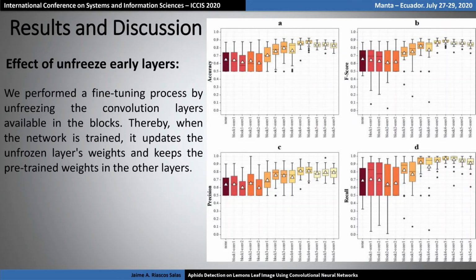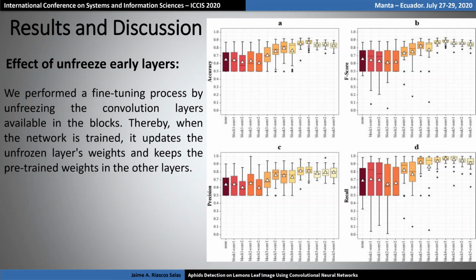Initially, as a result, we showed the influence of unfreezing early layers. The weights of VGG16 are pre-trained using the ImageNet dataset. To evaluate the ability of this neural architecture to detect aphids on lemon leaf images, we performed a fine-tuning process by unfreezing the convolutional layers available in the blocks.